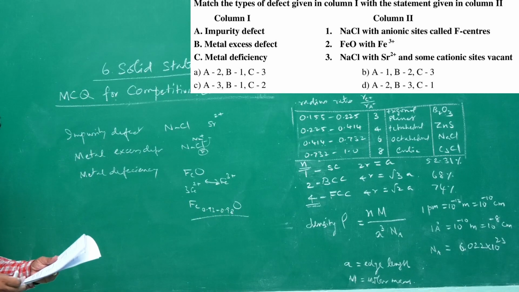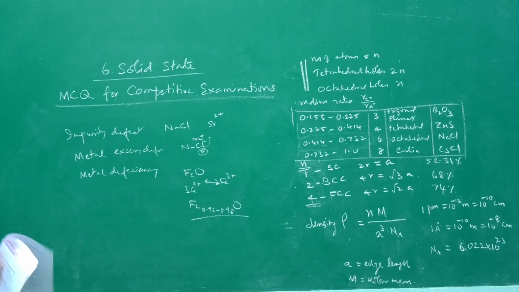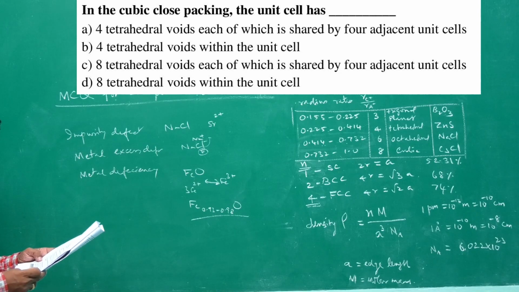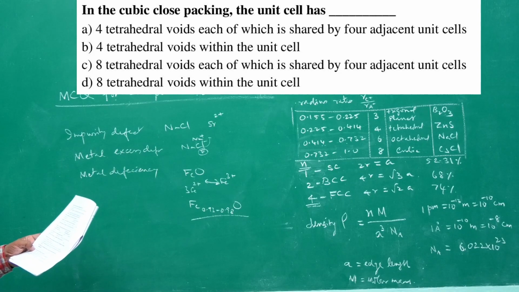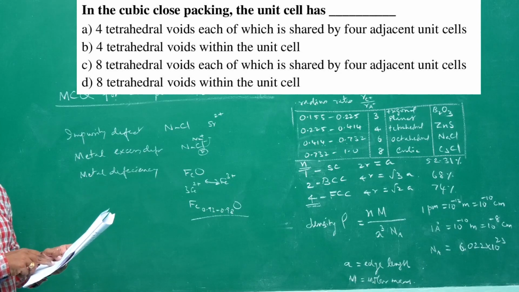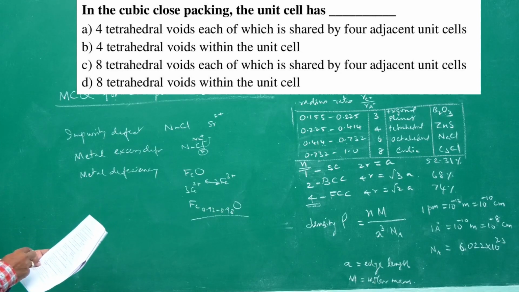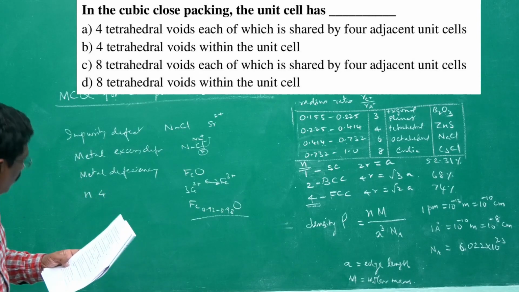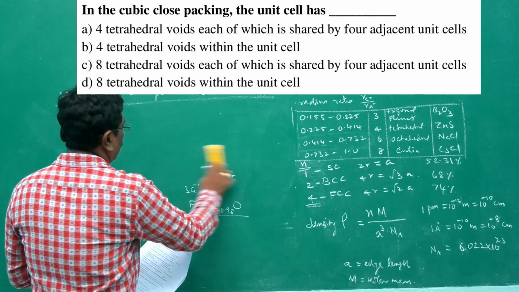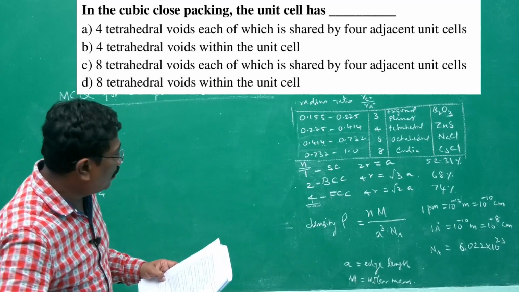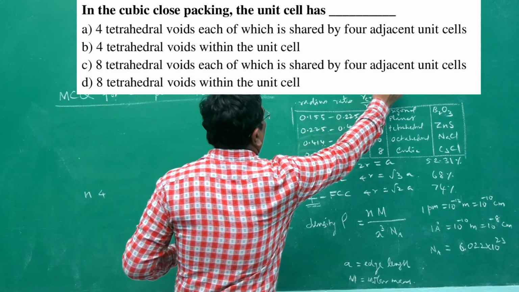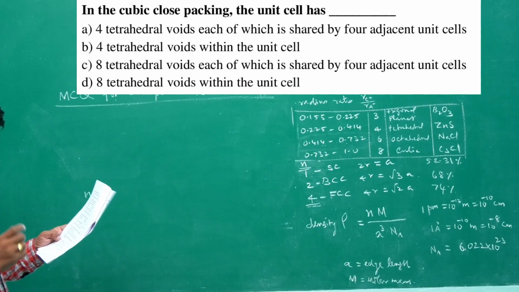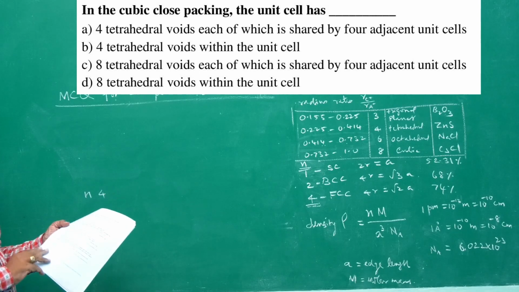So option C. And then the next question may be, in the cubic close packing, the unit cell has, the cubic close packing is based on face centered cubic arrangement and therefore 4 atoms will be present, n is equal to 4. If n is equal to 4, the tetrahedral voids will be double the number. Therefore 2n is 8. So 8 tetrahedral voids within the unit cell. So option D is the correct one.